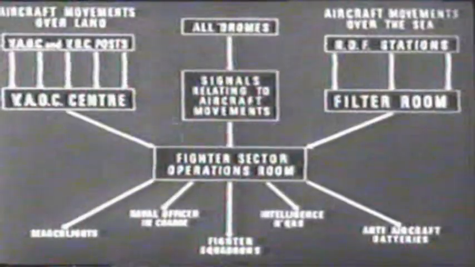Fighter sector operations room passes information to the fighter squadrons, to the naval officer in charge and to intelligence headquarters, to the searchlight and anti-aircraft batteries, to combined defence headquarters and the civil ARP authorities.